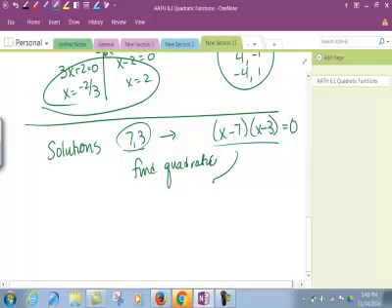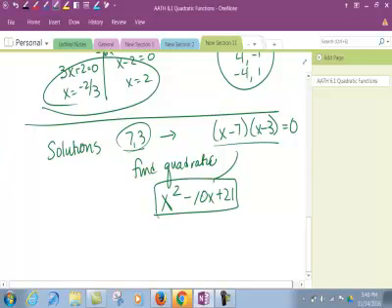And so this time, instead of solving, we're going to go ahead and multiply, double distribute, or FOIL, whatever it is you call it, and we get x squared minus 10x plus 21 is our quadratic. Okay, hopefully that makes sense.